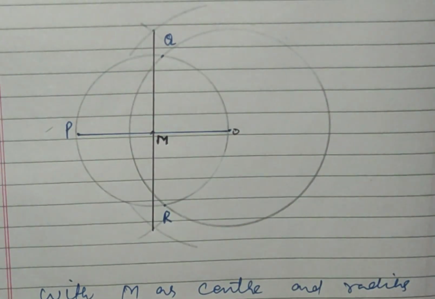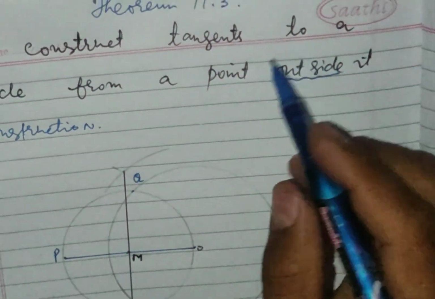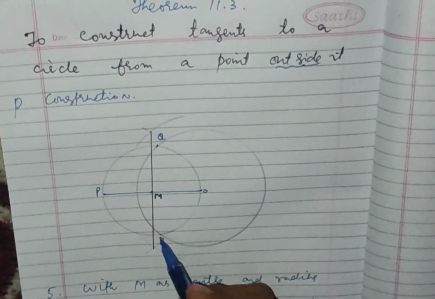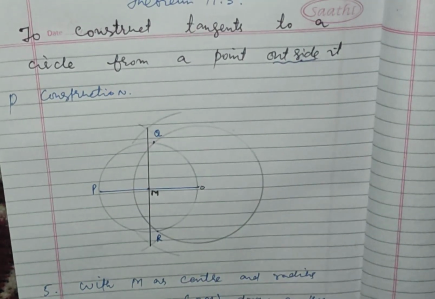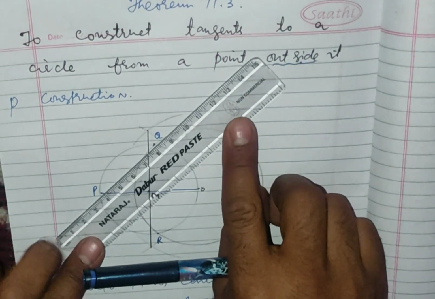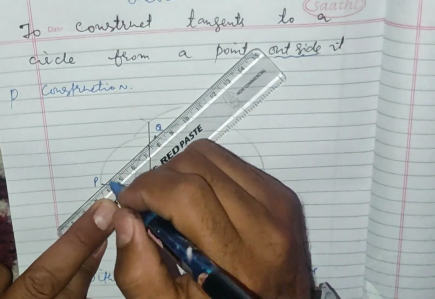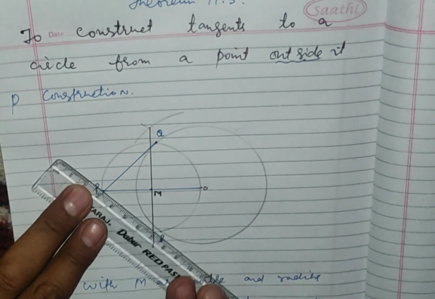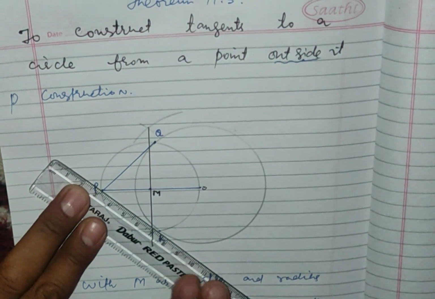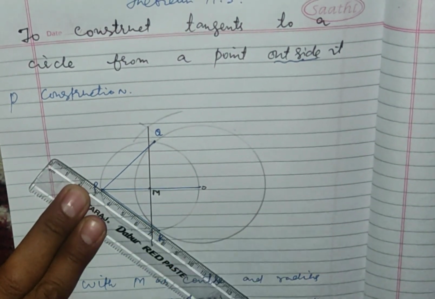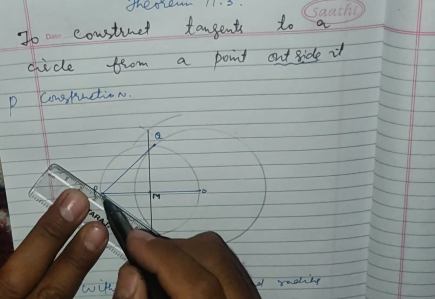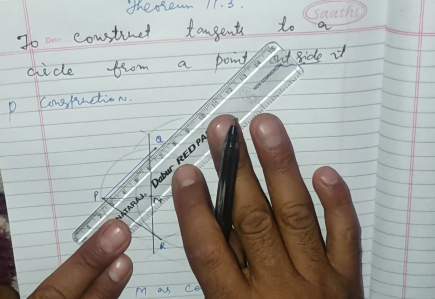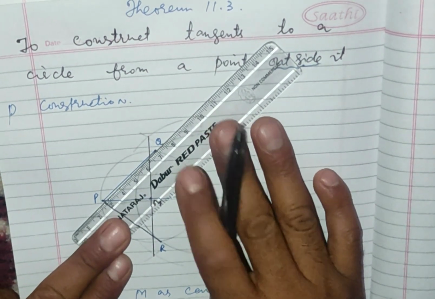Now, as in the question it is given to draw the tangent from a point outside the circle, we have chosen these two points Q and R. And we'll draw tangents from point P. So we'll join P and Q. This is PQ and this is PR.